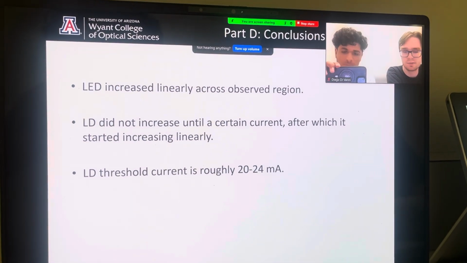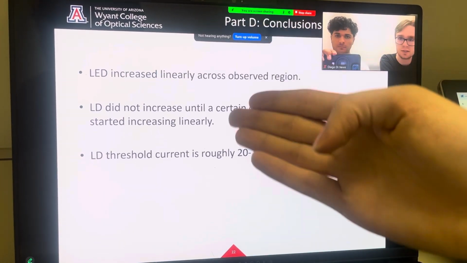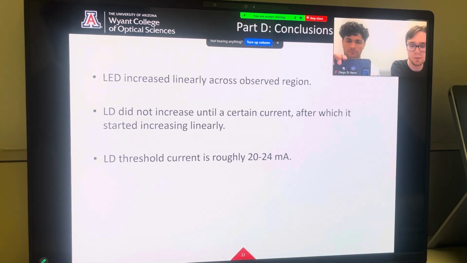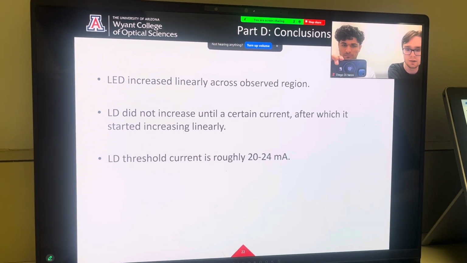For the laser diode, we observed the threshold current to be roughly 20 to 24 milliamps. And then we can also see it here where the laser diode power did not increase until we hit that threshold current and then did afterwards, while the LED increased linearly over the observed region.